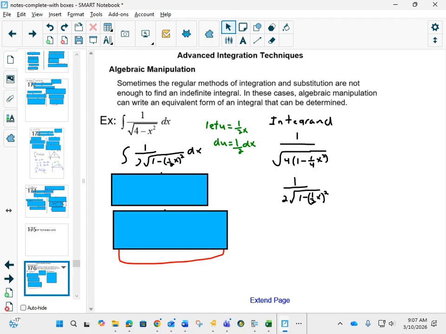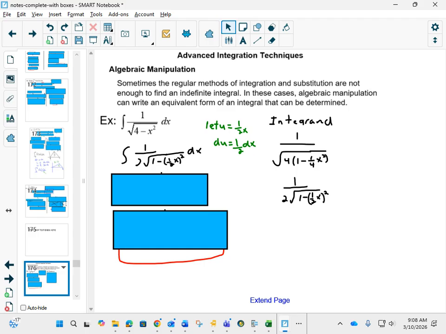If I factored that 4 out here, so here it is on the right-hand side, the square root of 4 would come out as a 2 in front. And if I had 1/4 x squared, I could rewrite that as 1/2 x squared. What I'm trying to do is, instead of having 4 minus x squared, get it 1 minus something else squared. Then I could do a substitution. I could make u equal to 1/2 x.